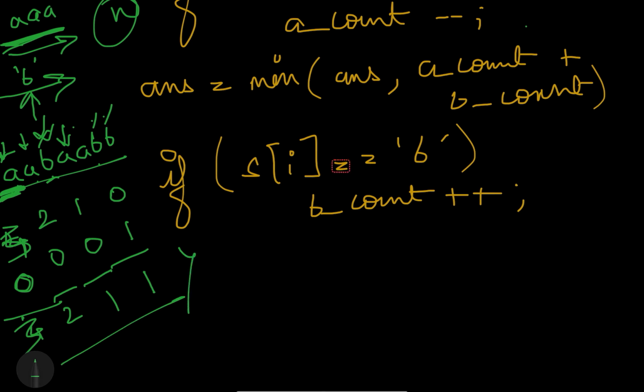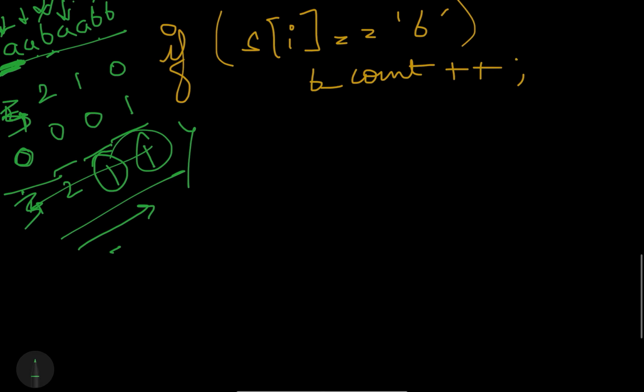So like that we'll traverse through the entire array and we need to find the minimum number of deletions at any point that we have to make. We have to return that. So we'll simply return our answer.